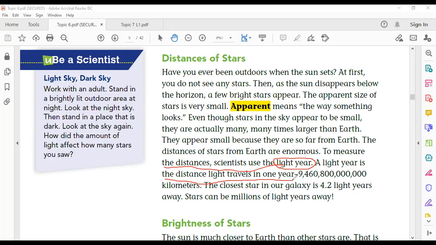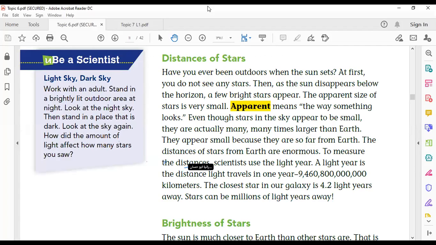Light is very, very fast. Did you know the speed of light? What is the speed of light? It has numbers. 300,000 kilometers in 1 second. Look, in 1 second, the light travels 300,000 kilometers. So a light year is the distance light travels in 1 year.